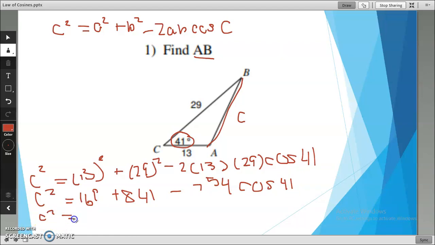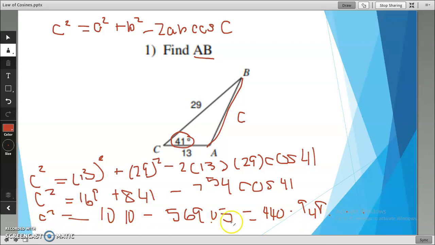So c squared is equal to 169 plus 841 is 1010, minus 754 times cosine 41, which is going to give me 569.05. When I subtract that, I get 440.948... All right, so this is what c squared is equal to. However, I don't want c squared, I want c. So I need to take the square root. So side C after I take the square root is equal to 20.9999, so 21. So side C is equal to 21.